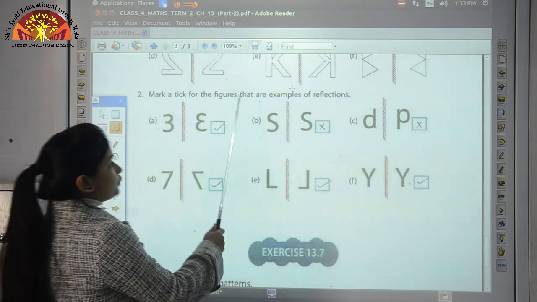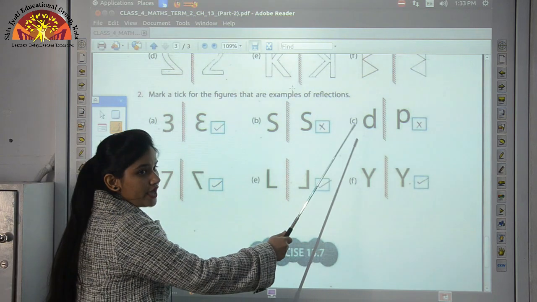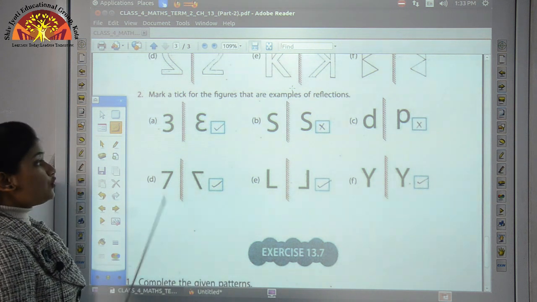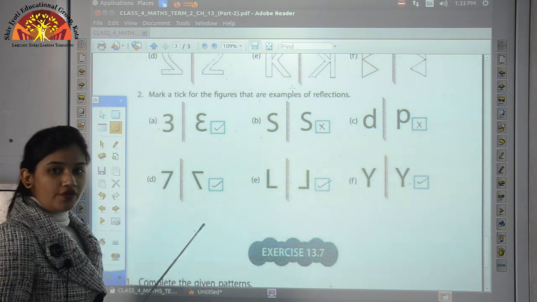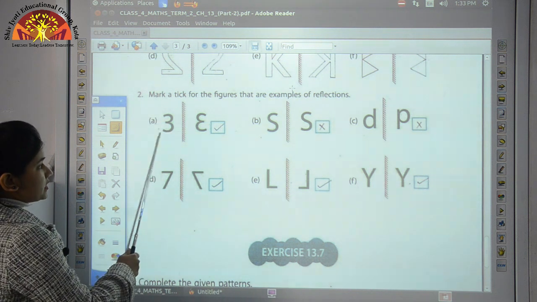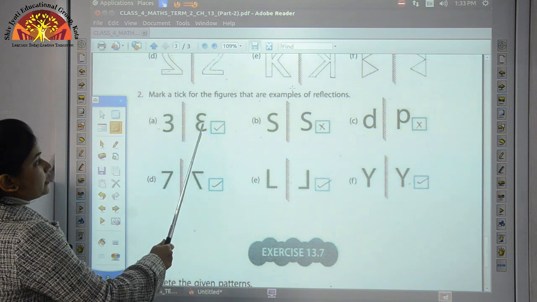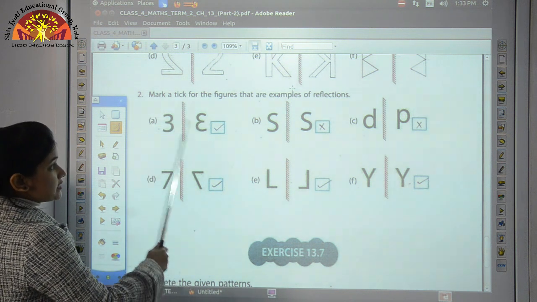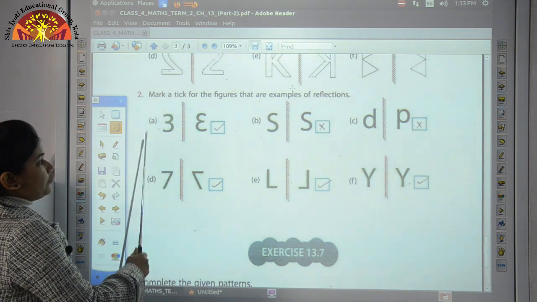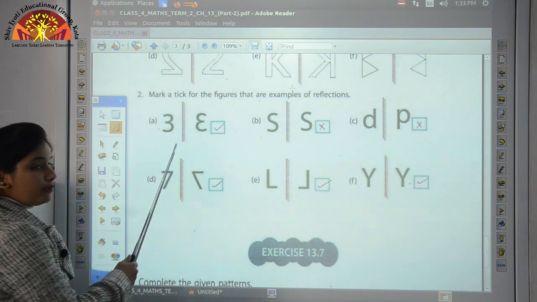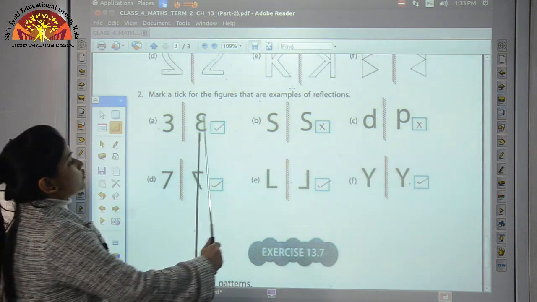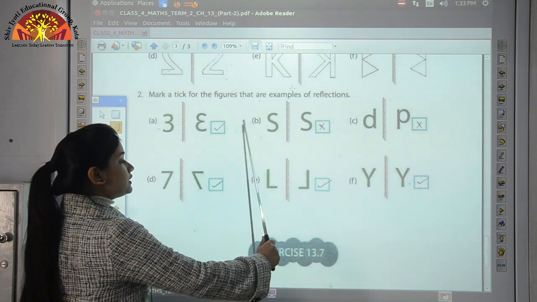Mark a tick for the figures that are examples of reflections. So now here we can see some examples are given and we have to find the correct examples of reflections. Look at the A part students. You are observing the size of this figure. Now in reflection we can see the size is same. And what we are observing, the left side will be right side and the right side will be left side. So this is the perfect example of reflection. So we have to mark right.